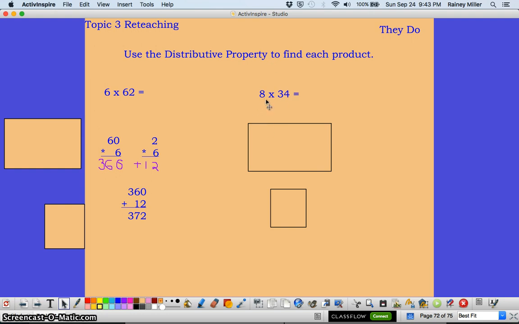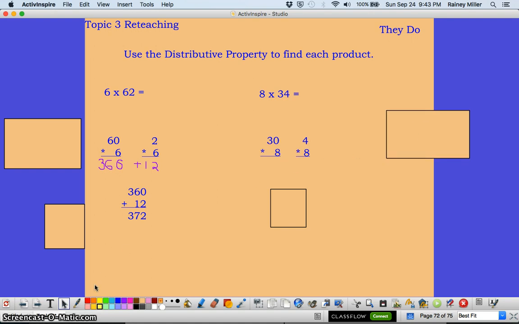Okay, so I know that this could be 8 times 30 plus 8 times 4. So what I do is I write those two problems out, and I go, okay, 8 times 3. Well, let's see. That one would be 24. So I write my 24 and put my 0 out. And then I do 4 times 8. So that's going to be 32.